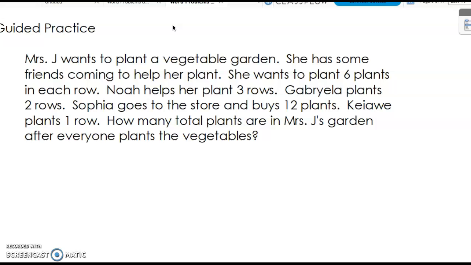All right, friends, I want you to think about what information do you know from reading this problem? What is Miss J asking us to find out? That will help you to figure out what piece of information is not needed to solve this problem. All right, go ahead and work this problem on your own. We'll give you a few minutes and then we'll be ready to share and go over the problem together.